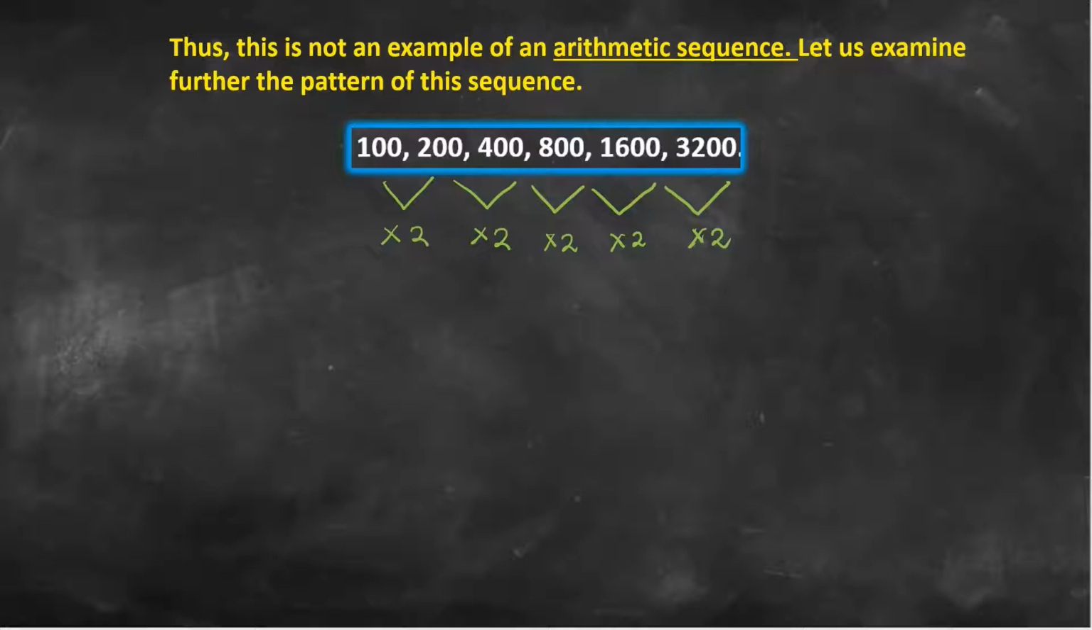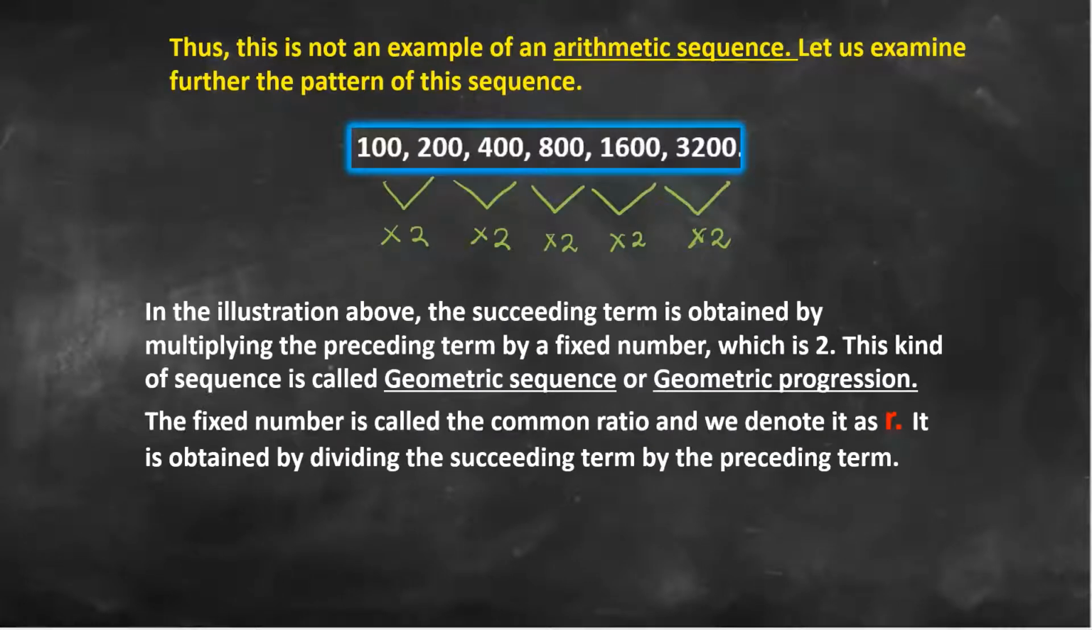So, it's time I move to look for the succeeding term, from the previous element to the second element. Each time I move or look for it, I just multiply it by 2. So in the illustration that we see above, the succeeding term is obtained by multiplying the preceding term by a fixed number, which is 2. So this kind of sequence is called a geometric sequence, or sometimes a geometric progression.